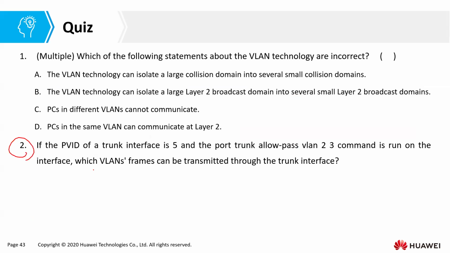Maybe this is a question. If the PVID of a trunk interface is 5, and the port trunk allow-pass VLANs are 2 and 3, which VLAN frames can be transmitted through the trunk interface? 2 and 3. Why? Because they are allowed.